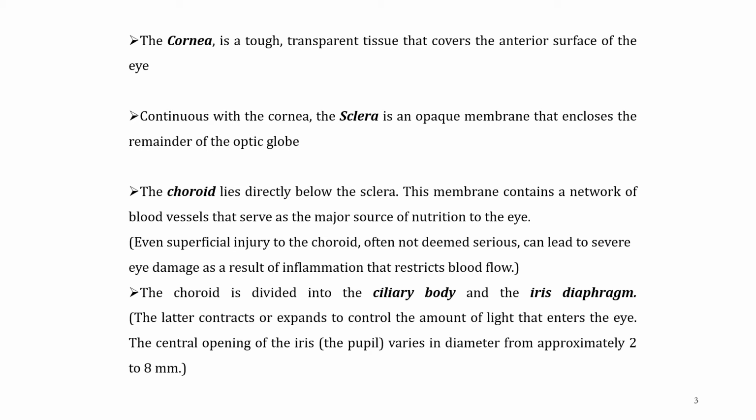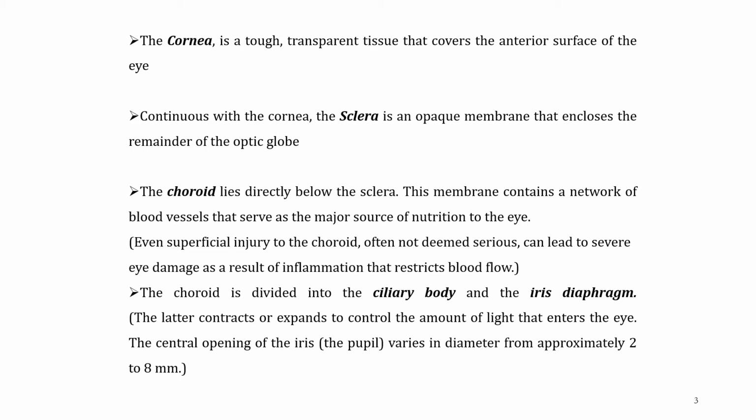So the cornea is a tough and transparent tissue that covers the anterior surface of the eye, and the sclera is an opaque membrane. It covers the backward portion of the eye. Together the cornea and sclera are one membrane. The second membrane is the choroid. It contains a number of blood vessels. It supplies the blood and nutrition required for the eye.